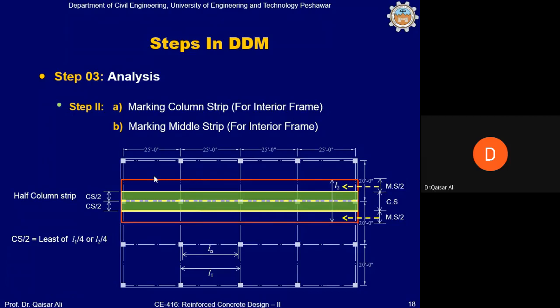So that is why it is called the middle strip. This subdivision of the frame into column strip and middle strip is necessary because the column strip contains columns, and this is stiffer than the middle strip. Therefore, most of the bending moments will be attracted by the column strips. So it is necessary to divide the total frame into column and middle strips. Okay, so once this is completed, then we will move ahead.